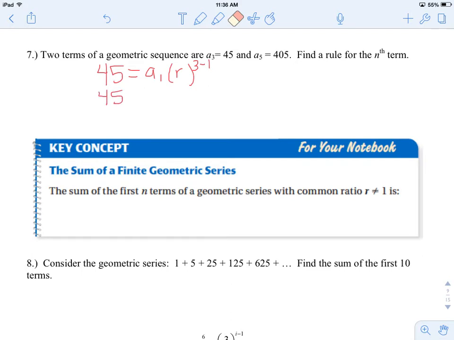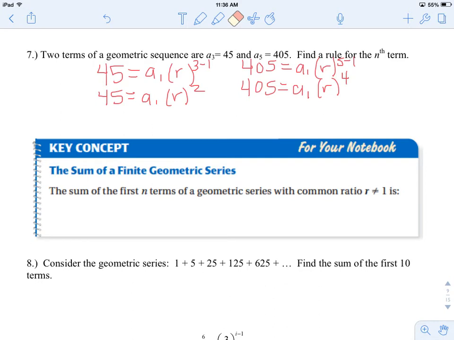Therefore, 45 must equal the first term times your common ratio squared. We also know that 405 equals your first term times the common ratio to the 5 minus 1 power. So 405 equals the product of your first term and your common ratio to the 4th power.